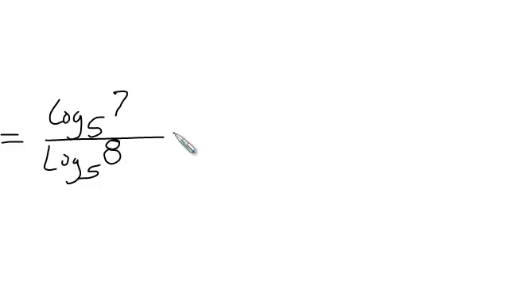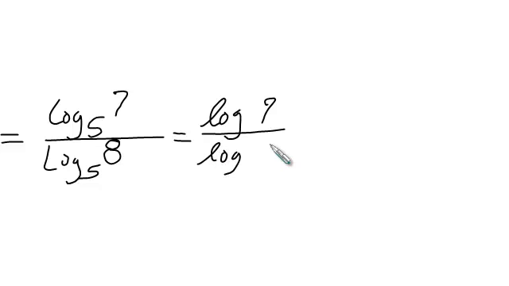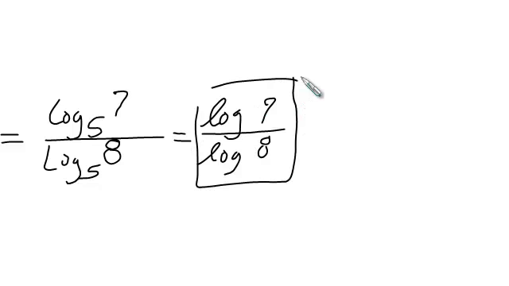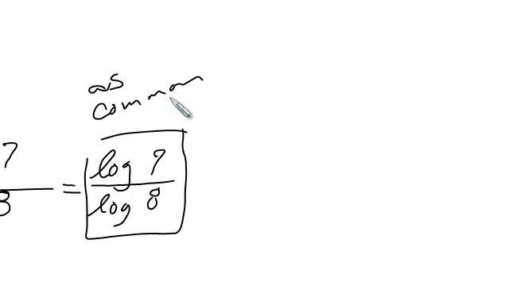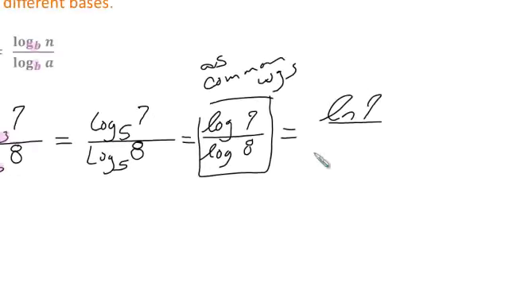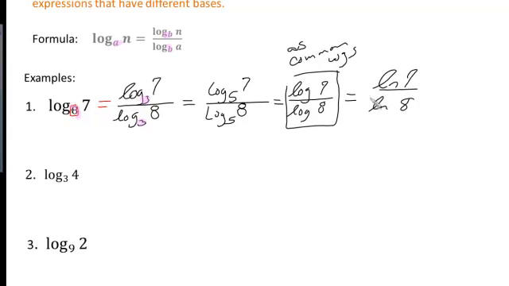But it would probably be smarter if I have a calculator. Maybe I want to change it to base 10 instead. And of course, I don't have to write 10 there. If it's a 10 and I don't write it, remember, it implies it's a 10. So here you have it expressed as common logs. So here I changed the base to base 10. Or if I wanted to, I can do natural logs. It doesn't matter which way you do it.